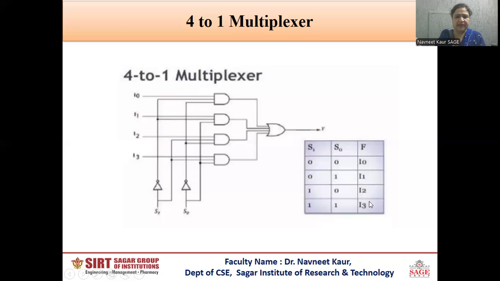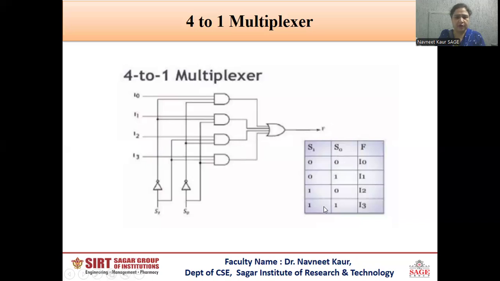Now for the third AND gate, we have the third combination of S1, S0. So S1 is 1, S0 is 0. So S1 will be directly connected to the AND gate, whereas S0 will be given to the inverter and after that it will be given to the third AND gate input. So for the fourth combination, when both the selection lines are 1, the fourth input will be selected and will be given to the OR gate. So here we will have the output of the multiplexer, which is F.